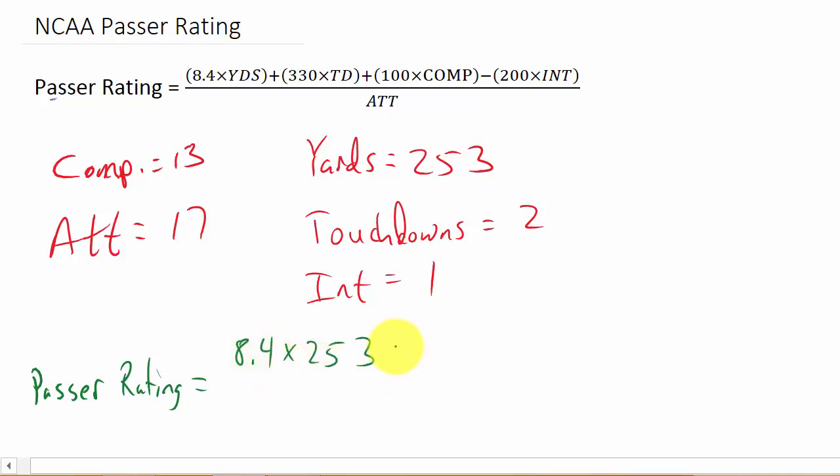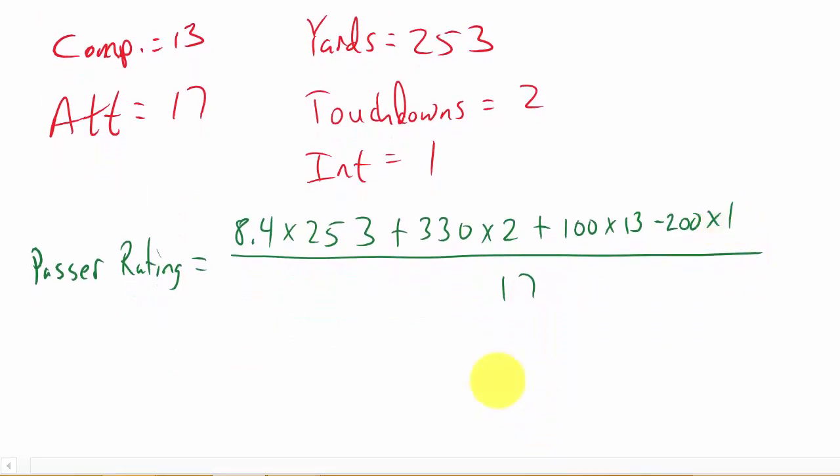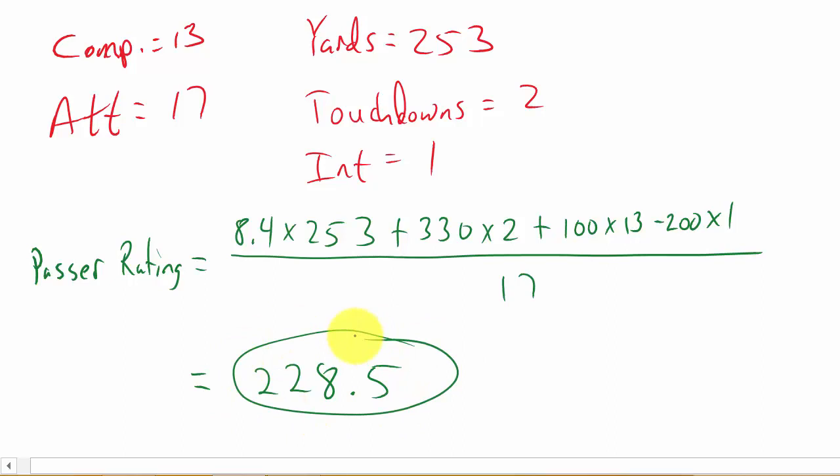8.4 times the 253, plus 330 times the number of touchdowns, plus 100 times the number of completions, which is 13, minus 200 times the number of interceptions, which is 1. And then all of that is divided by the attempts, which is 17. You would punch all this into your calculator, and when you do, you would get 228.5. And that would be the quarterback rating, or the passer rating.